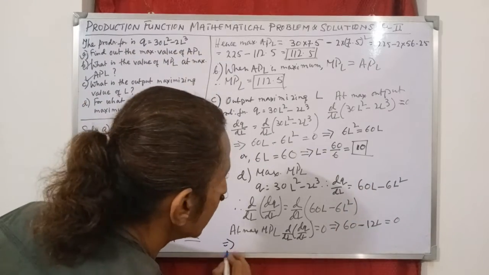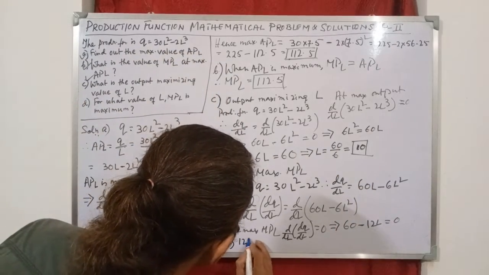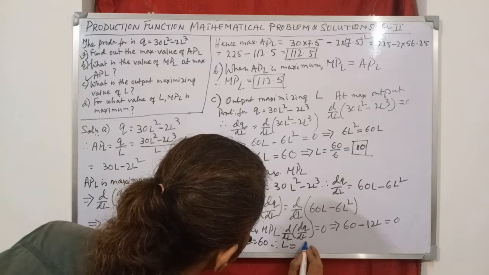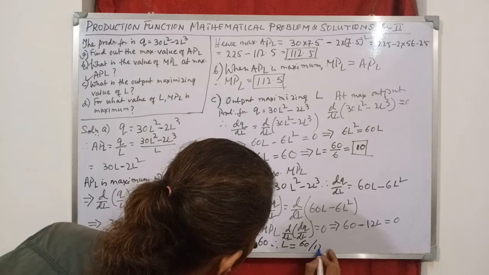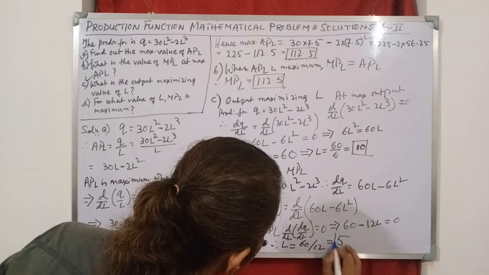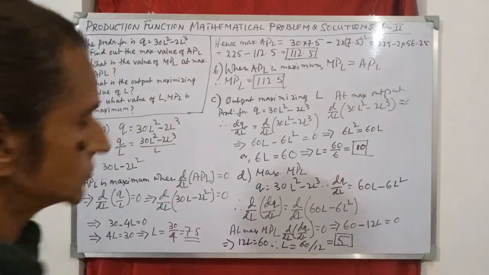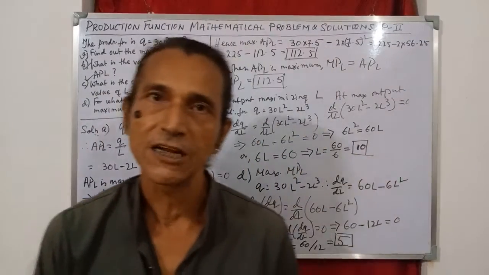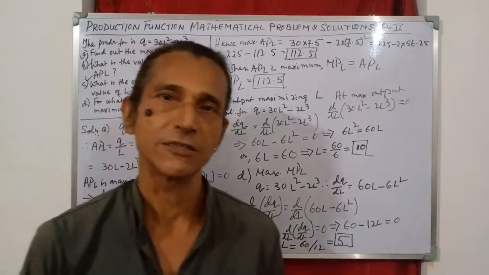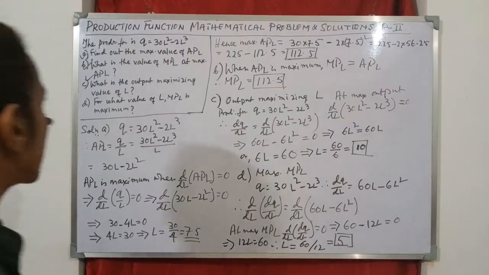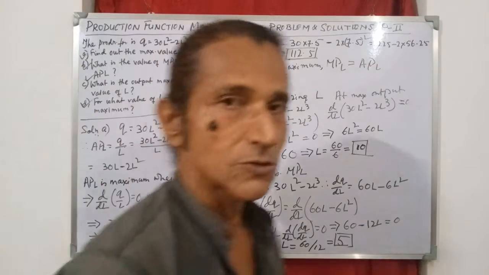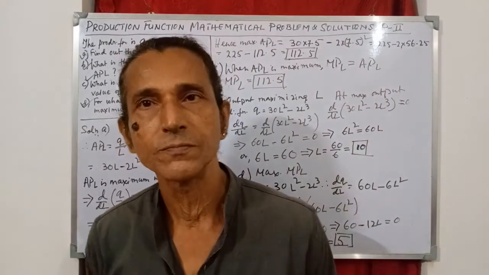This gives us the value of L. 12L equals 60. Therefore, L equals 60 divided by 12 equals 5. So, when L is equal to 5, the marginal productivity of labor is maximized. So, part D is also solved. So, what we have learned in this video?